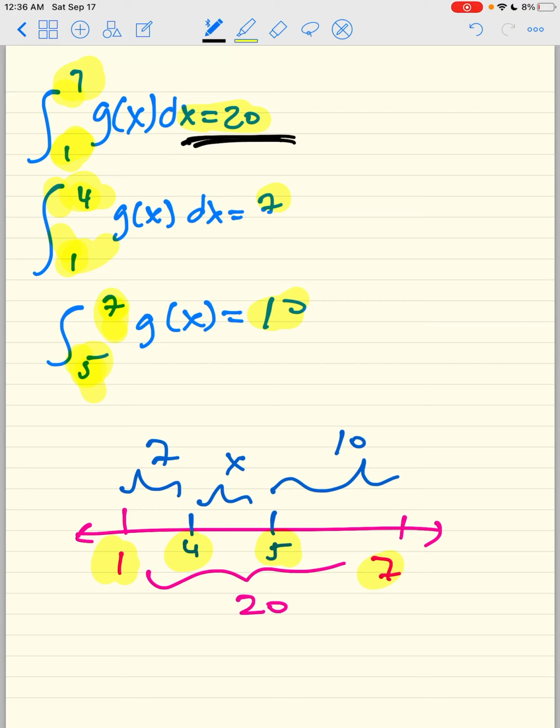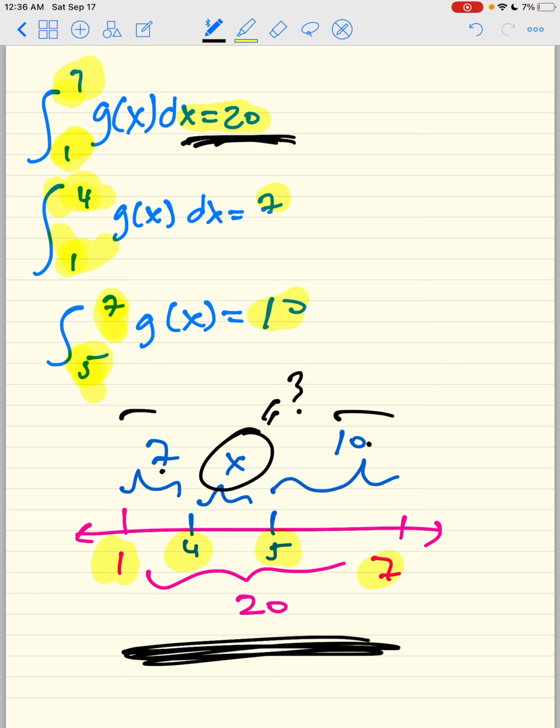Then I say, okay, 1 to 7 is 20, that's the pink. 1 to 4 is 7, that's that one. 5 to 7 is 10, that's that one. Well, what's missing here? Just 3, because 7 plus 3 plus 10 makes the 20. Just be very careful. If these are swapped, then it's equal to the negative answer, okay?